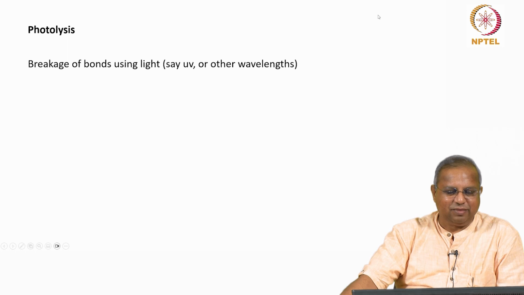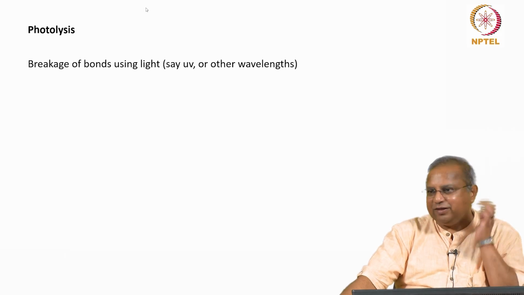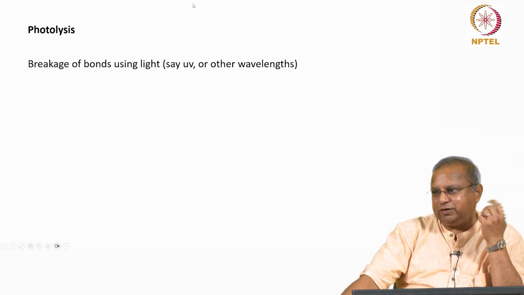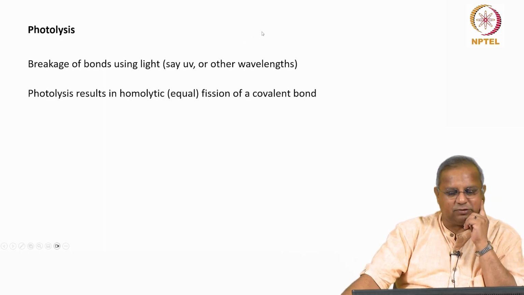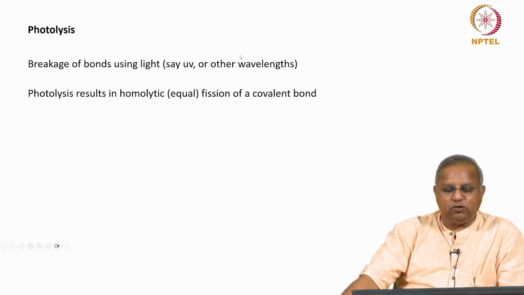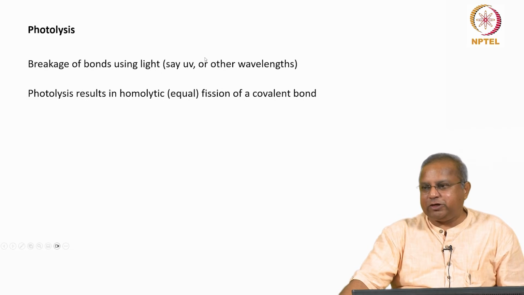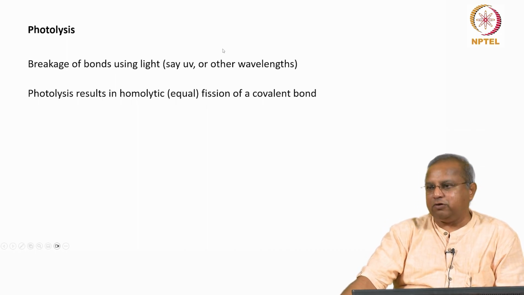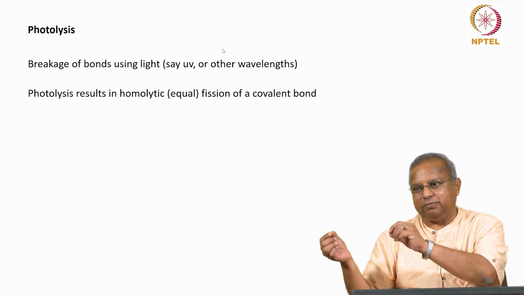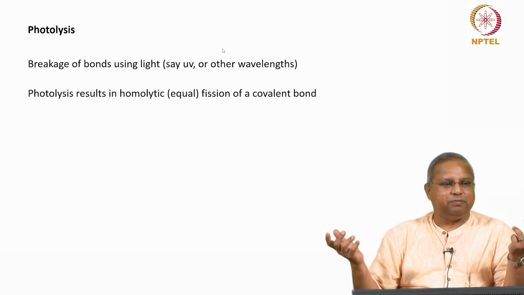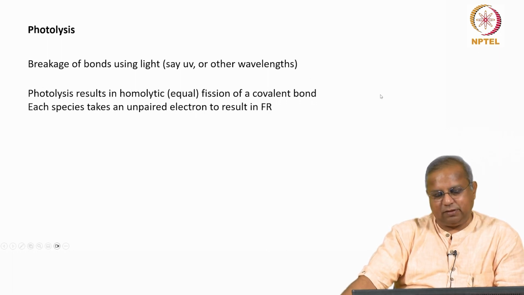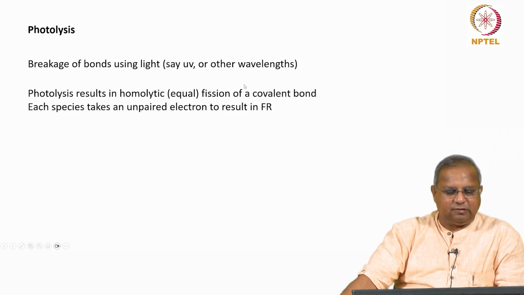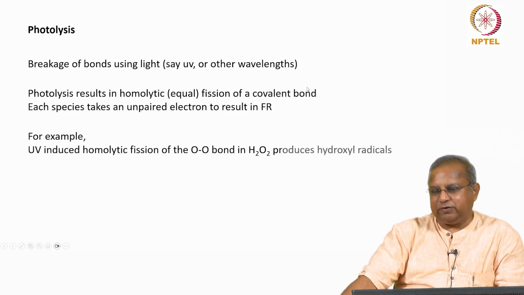Okay. So photolysis, yeah, I showed this breakage of bonds using light. It could be any wavelength, typically UV, and other wavelengths are used to break bonds of appropriate molecules. Photolysis usually results in equal fission, or homolytic fission, of a covalent bond. One electron gets taken up by one part of the molecule, the other electron gets taken up by the other part of the molecule. That's what equal fission is, or homolytic fission, homolysis. Each species takes an unpaired electron to result in a free radical.